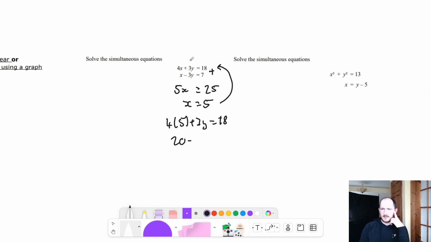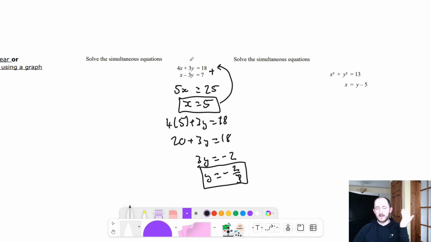So that's 20 plus 3y equals 18. Subtract 20 from both sides, so 3y equals minus 2. So y is equal to minus 2/3. And those would be your two answers, here and here.